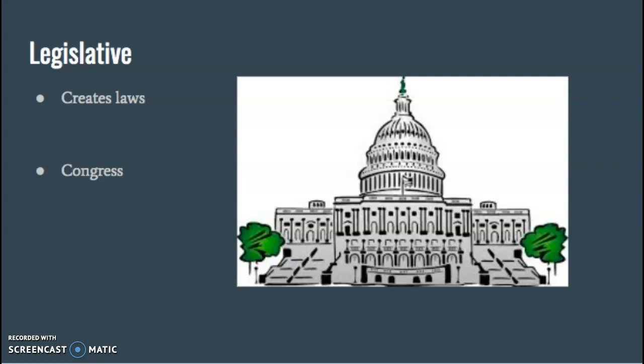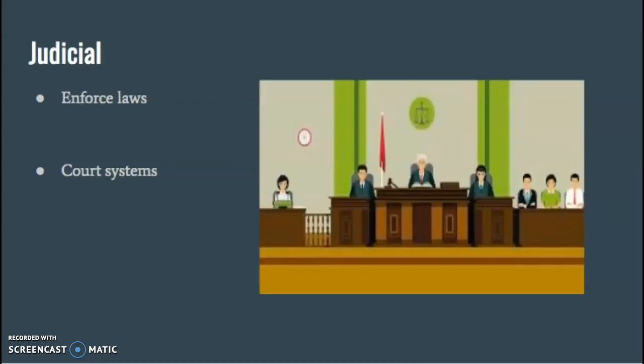Another role that they serve is that they declare war, as well as any presidential appointments they have to vote on to confirm. So the next branch of government is the judicial branch, and the judicial branch is known for enforcing the laws. And a good example of this is the court system.